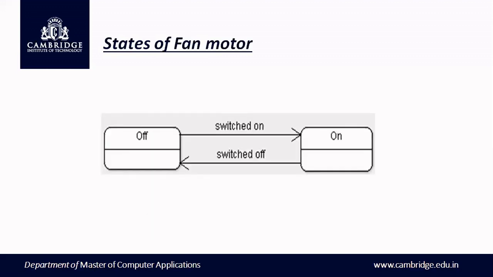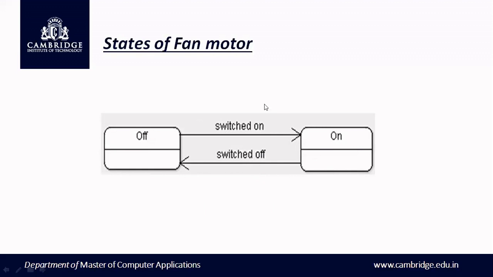Now let us see the example of a fan motor, where we can identify the states of a fan motor. Normally we can see the fan may be in two states. It will be in the off state or in the on state. Here we'll assume that initially it is in the off state, right? It will change from the off state to the on state when we switch the power on. Similarly, from the on state, it will go to the off state when we switch the power off.